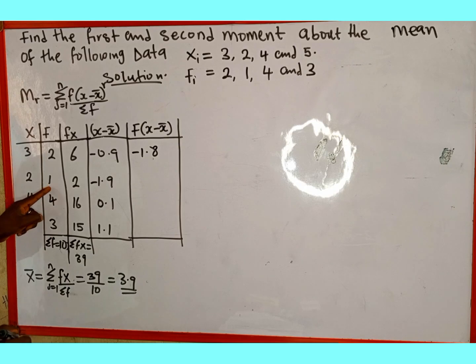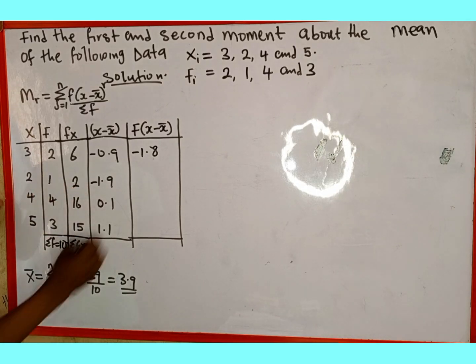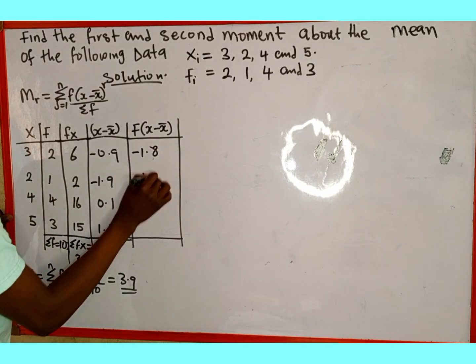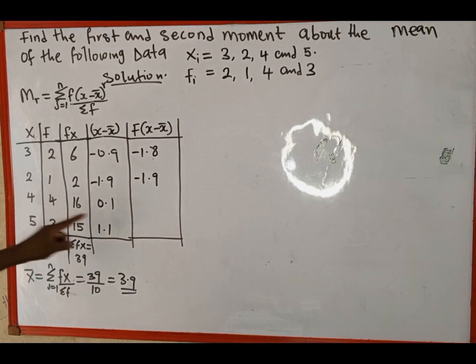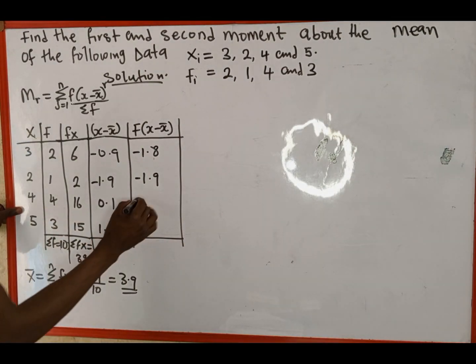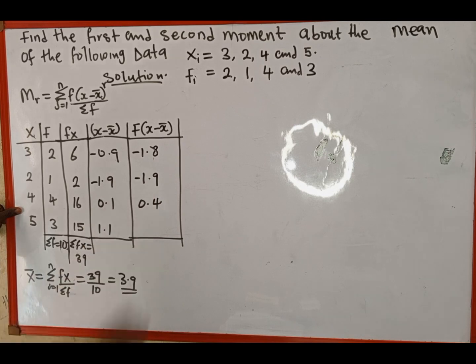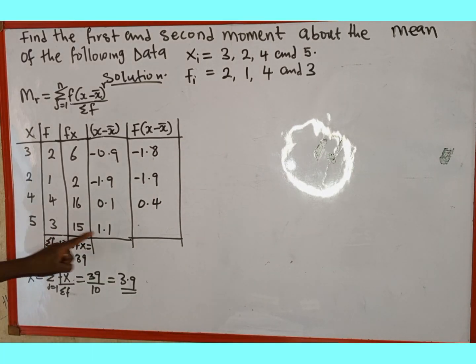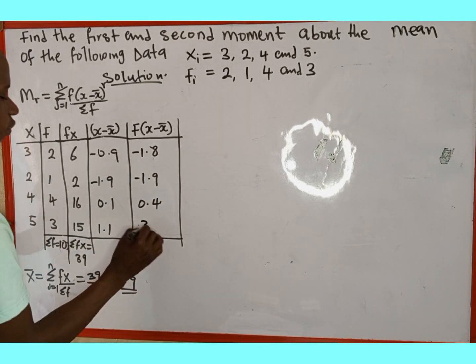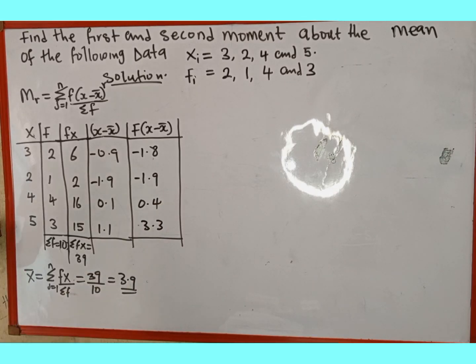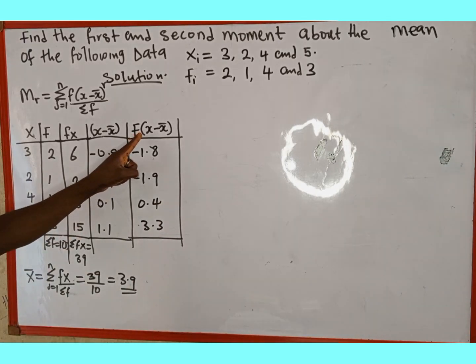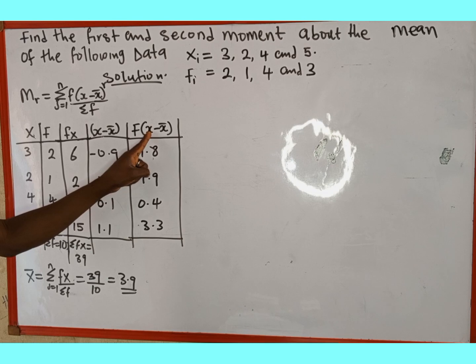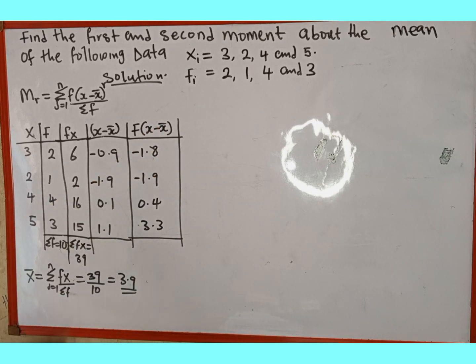Then the next one is what? 1 multiplied by minus 1.9 is going to give us what? Minus 1.9. So the next one is 4 multiplied by 0.1, which is going to give us 0.4. And the last one is 3 multiplied by 1.1, which is going to give us 3.3. So now we have gotten our f into the bracket of x minus x bar.